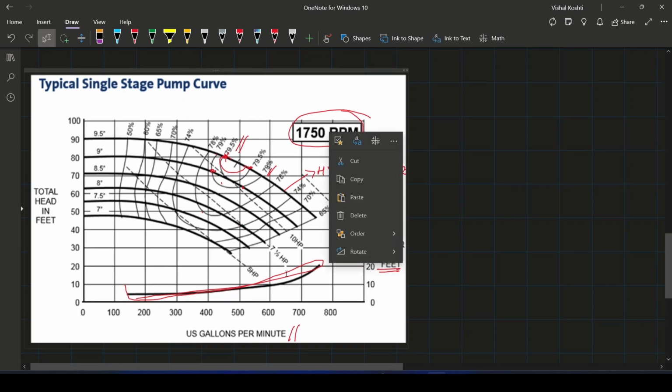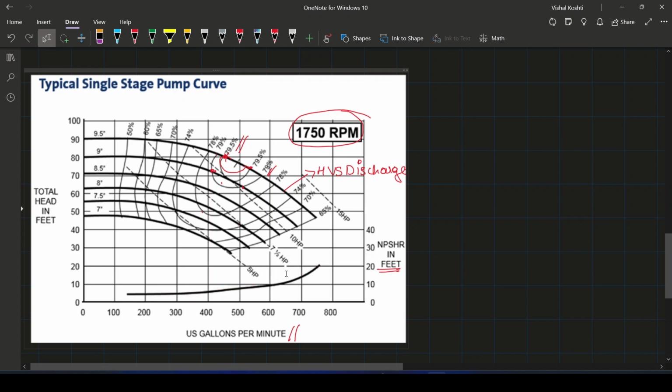How do you find the head? Suppose you need a discharge of say 500 gallons per minute, and you need to find the head and its efficiency. I'll be getting the head to be somewhere around 65, 64, something like that. That is 64 feet, and I'll be choosing the impeller diameter such that it will be 8 inches, and for the power consumption, as it just crosses over here, I'll be using the 10 HP.